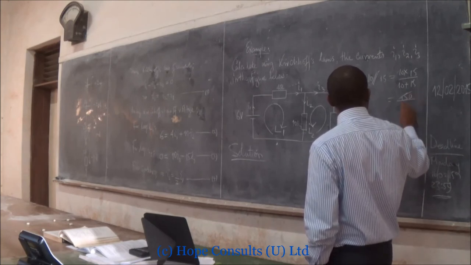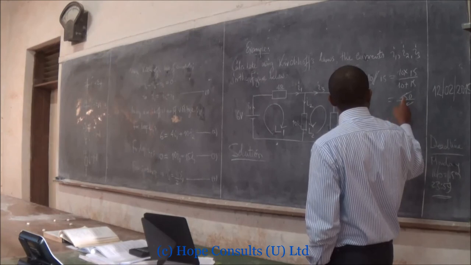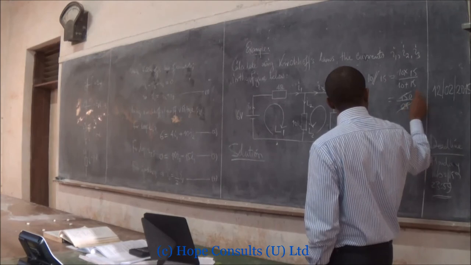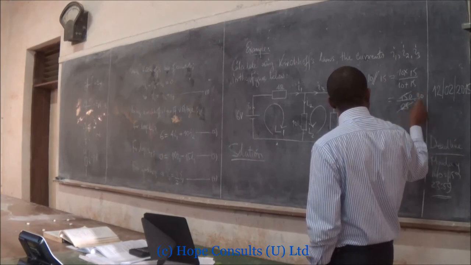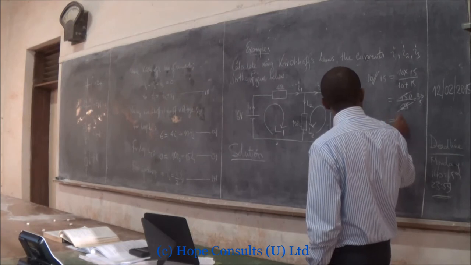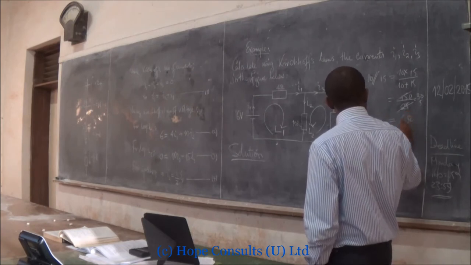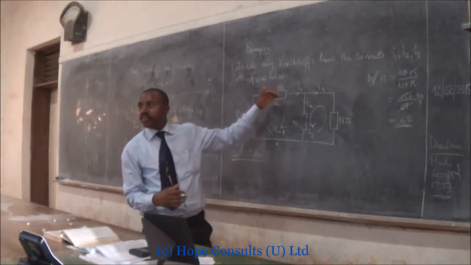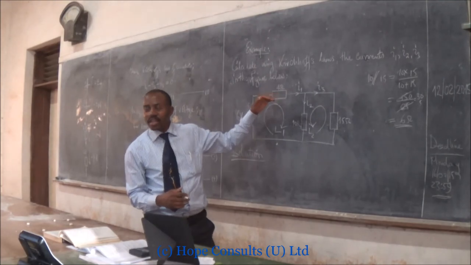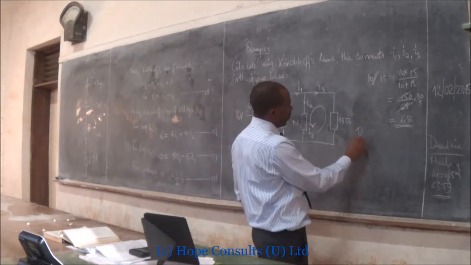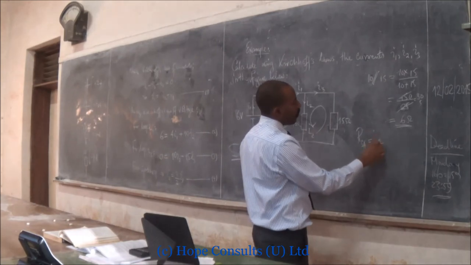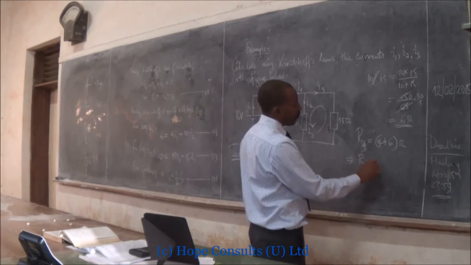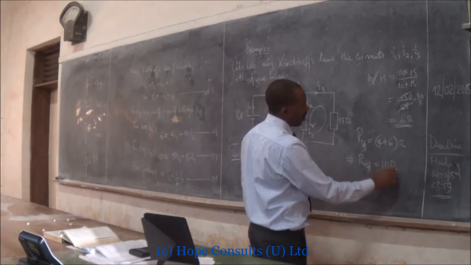Over 25, I'm so quick to solve. So 5 by 5, so this will be equal to 6 ohms. Then I have now the 6 ohms with this becoming series. So the effective resistance of the whole circuit will be equal to 4 plus 6 ohms, implying that R effective would be equal to 10 ohms.